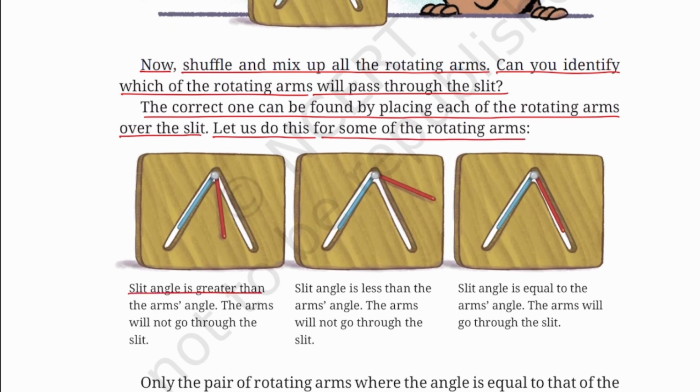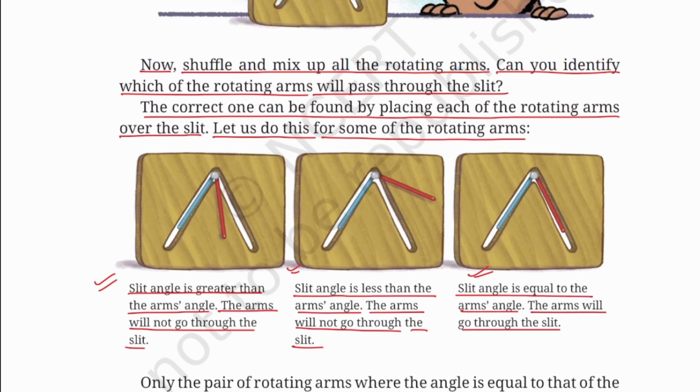Slit angle is greater than the arm's angle. The arms will not go through the slit. For this one, slit angle is less than the arm's angle. The arms will not go through the slit. For this picture, slit angle is equal to the arm's angle. The arms will go through the slit.